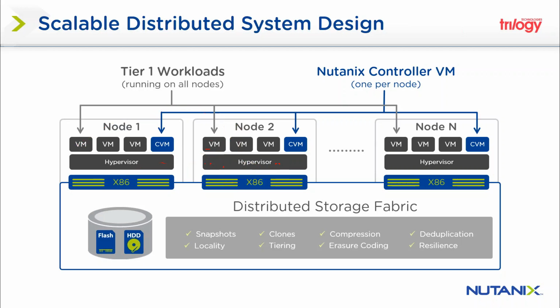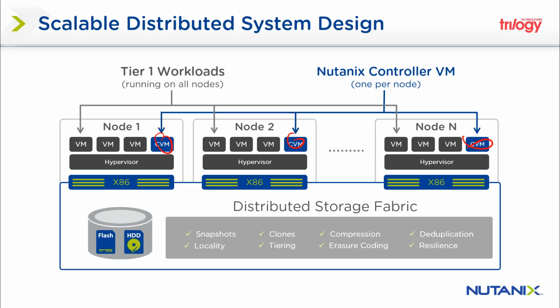The intelligence to do all of these functions like compression, deduplication, tiering, erasure coding, etc., is actually spread across all the controller VMs across the entire cluster. So in fact, as a cluster grows, it becomes more powerful as opposed to less powerful. So each node that's added adds not just its compute power and its storage capacity, it actually adds another storage controller, which means it adds IOPS to the overall cluster.